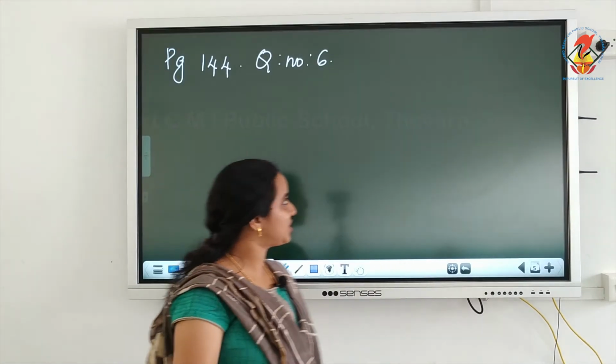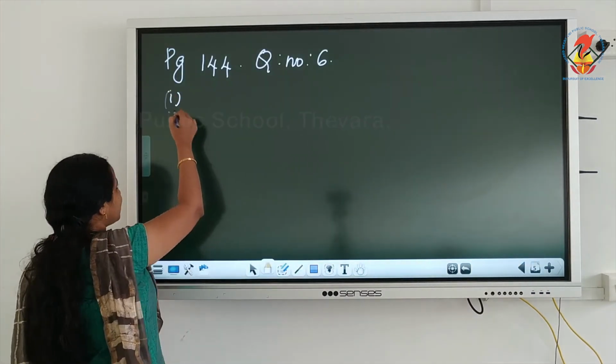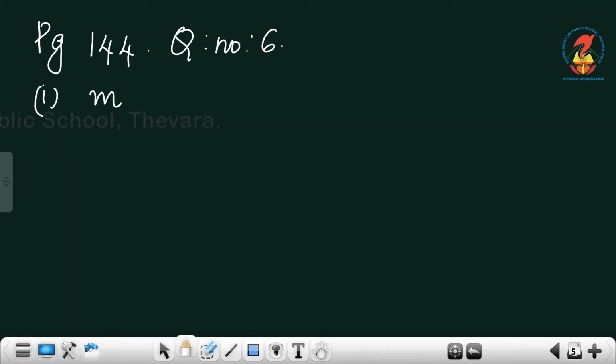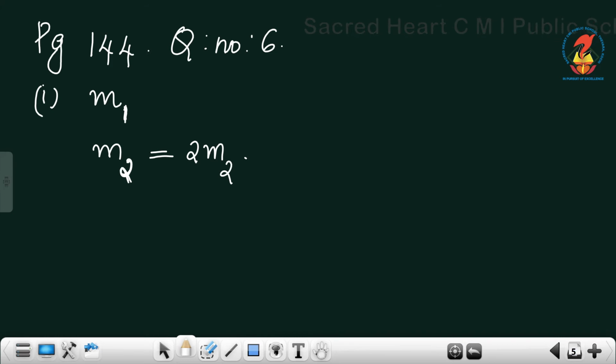So, let us take subdivision 1 first. In subdivision 1, it is said that the mass of one of the objects is doubled. So, it involves two objects, the first of mass m1. The second object's mass is doubled, that means m2 becomes 2m2. m1 remains the same. The distance of separation is d itself.